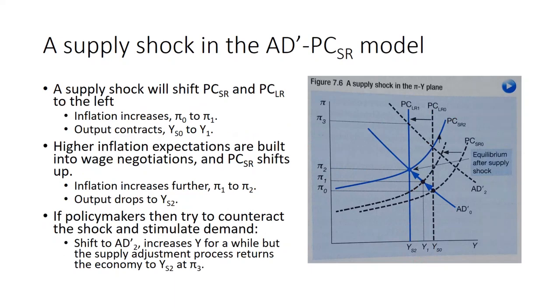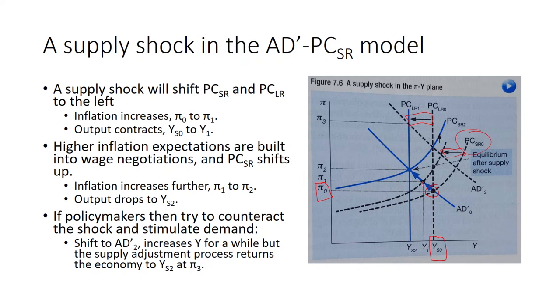So what does a supply shock look like in this adjusted ADAS model of ours? Let's say that there's a supply shock that moves the short-run and the long-run Phillips curve to the left. So we start over here at an initial equilibrium at the long-run level of output YS0 at inflation rate of pi 0, and then there's a supply shock that moves the short-run PC over here to the left, and it also moves the long-run Phillips curve to the left. Initially it pushes up inflation to pi 1 and it reduces output to Y1.